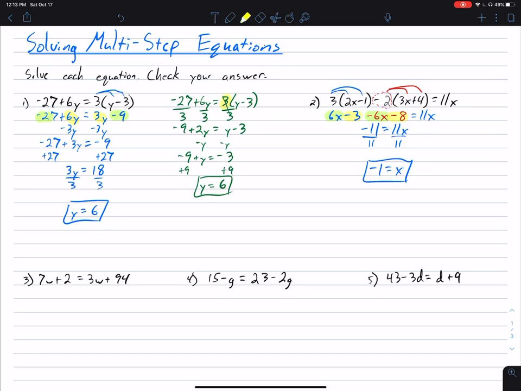Again, the only reason I really did that is because that 3 goes into both 6 and negative 27. If that wasn't the case, I would not have done that step. I wouldn't use that option. So try the problems that you see here, and then you should be all right.